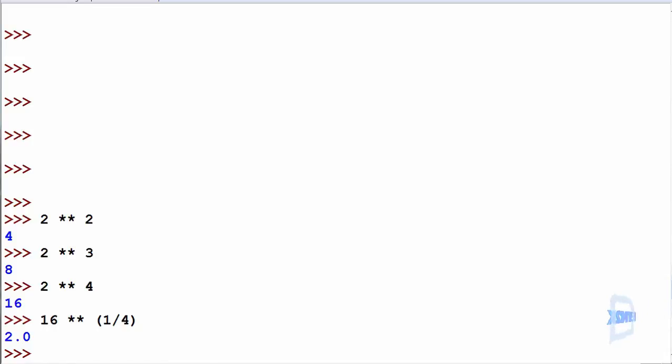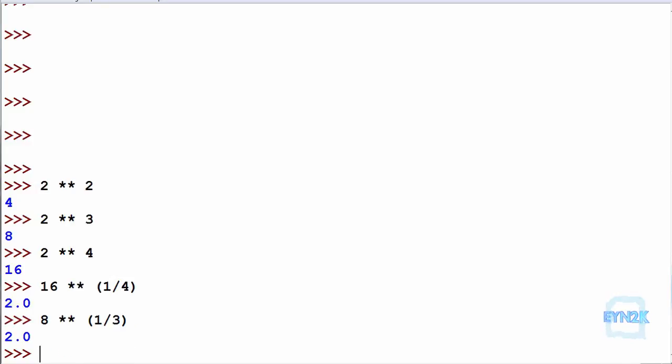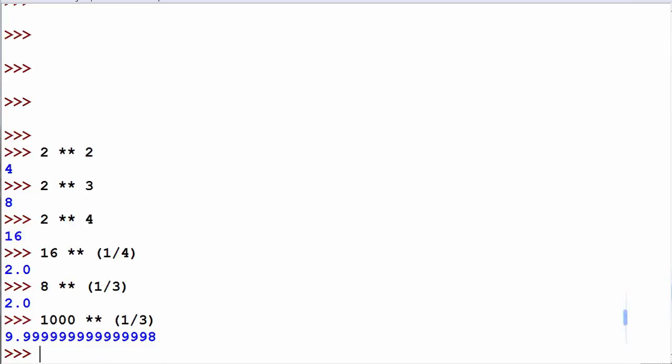So if we want the cube root of 8, we can put 8 to the power of, in the braces, 1 divided by 3. And now we get 2. We have to remember that sometimes there is a rounding error, so if we did 1,000 to the power of 1 divided by 3, we'll actually get back 9.999 recurring. In this case, we can just round off the result, such that we use round. Then 1,000 to the power of 1 divided by 3.